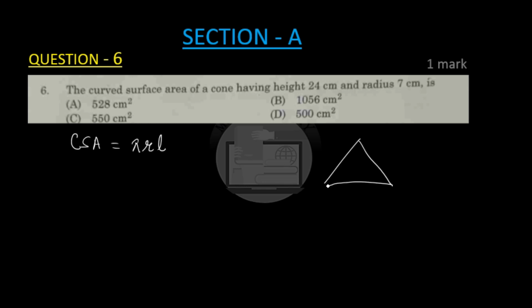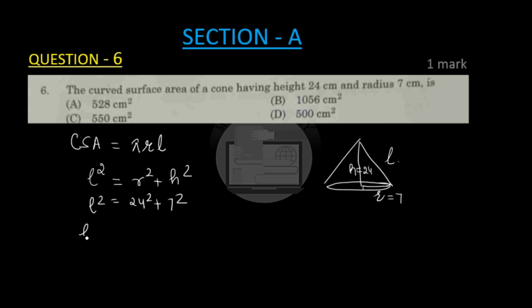If this is our cone, this is the radius, this is the height of the cone, and this is the slant height of the cone. The height is given as 24 centimeter, radius is given as 7 centimeter. So the first thing is to find the slant height. We'll apply Pythagoras theorem here and I'll get 24 square plus 7 square as L square, which gives me 625. So L is equal to square root of 625, which is 25. So my slant height L is 25.